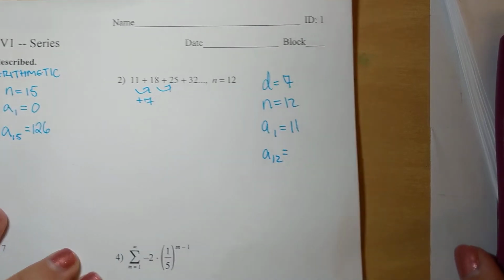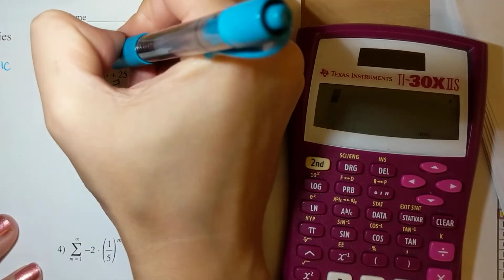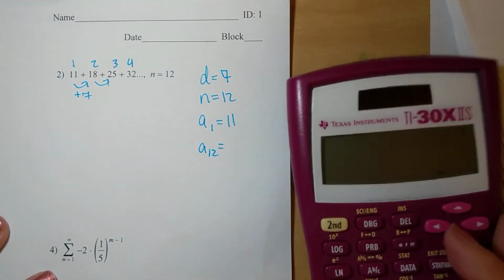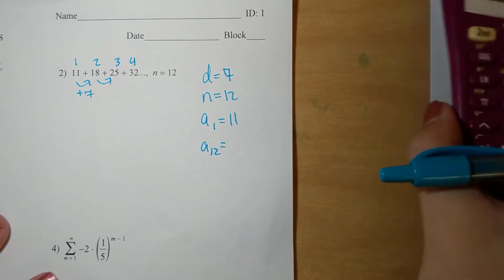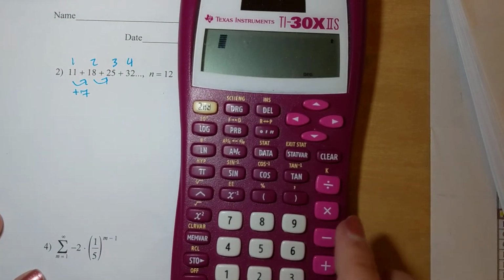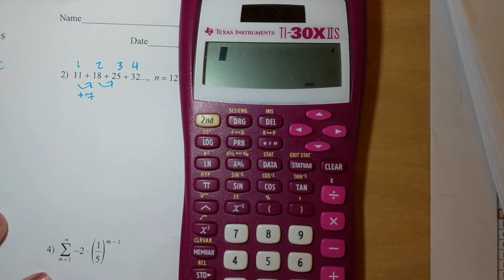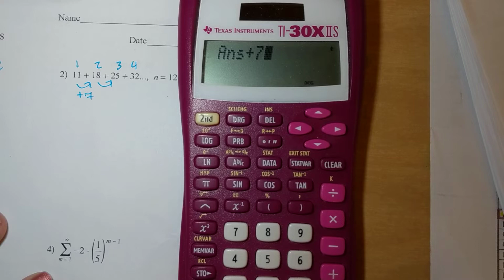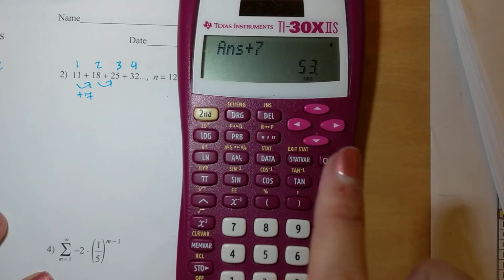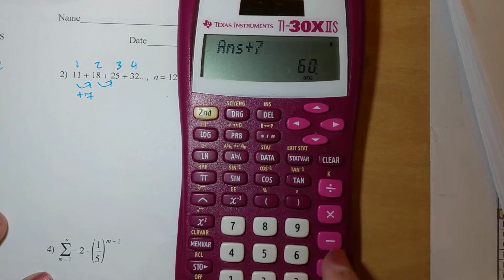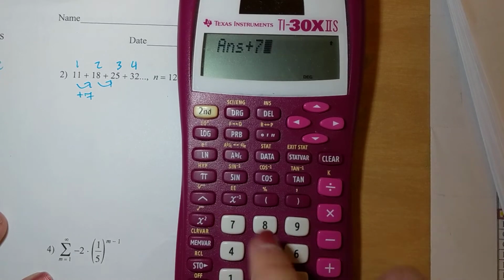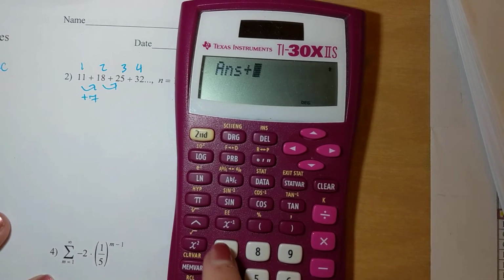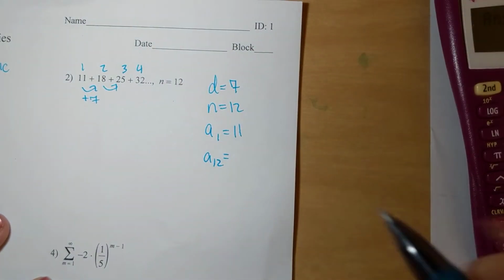So we have the first term, the second term, the third term, the fourth term. Okay, the fifth term, I'm just afraid to do this in my head because I'm in a rush, so that would be that. 32 plus 7. This is the fifth term, sixth term, seventh term, 8th term, 9th term, 10th term, 11th term. That should be the 12th term, hopefully.